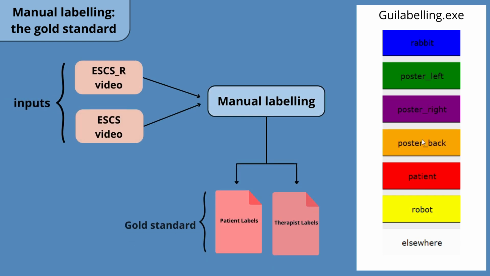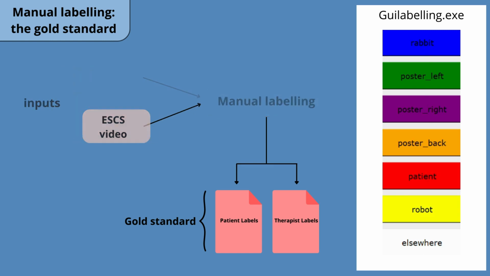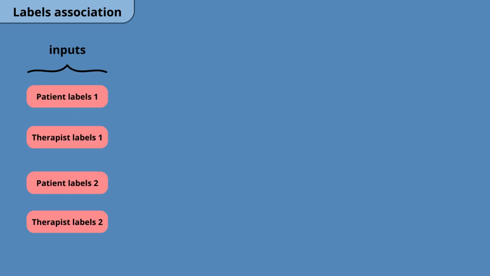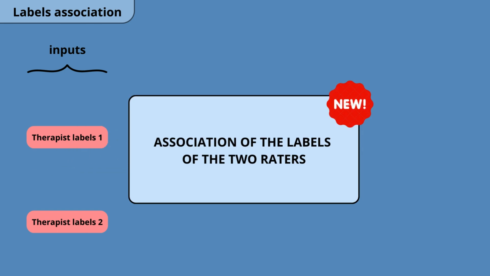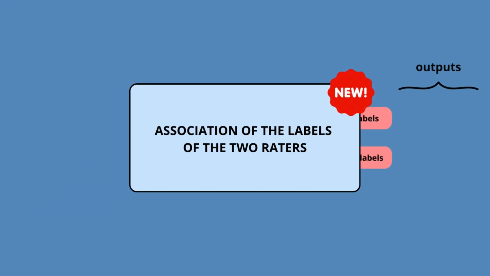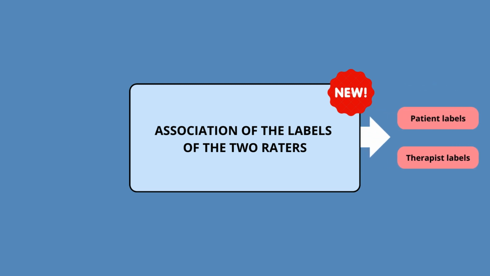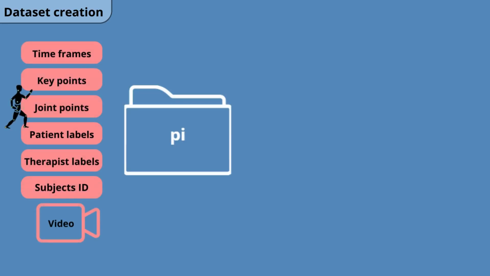To establish our gold standard for the classification algorithm, we manually labeled the target of the gazes of both the therapist and patient for both scenarios. To improve our gold standard, we implemented a code that compares the labeling done by the 2 people in each video and keeps only the matching lines, classifying all the other frames as no class. Then we built our dataset by integrating these labels with the Kinect motion data.